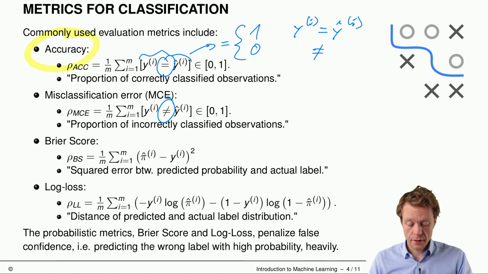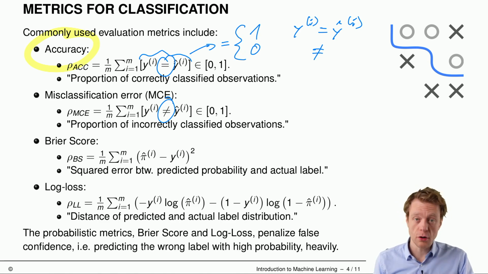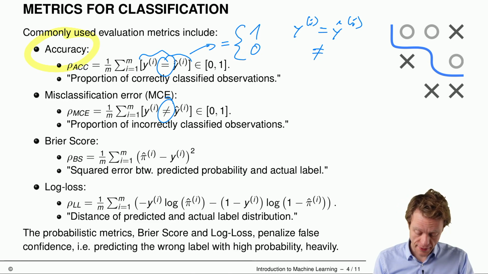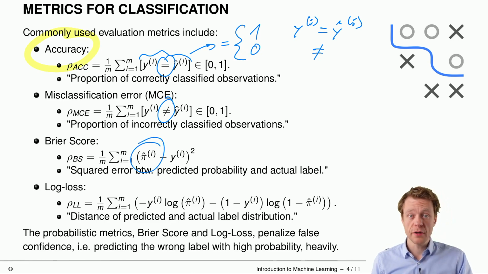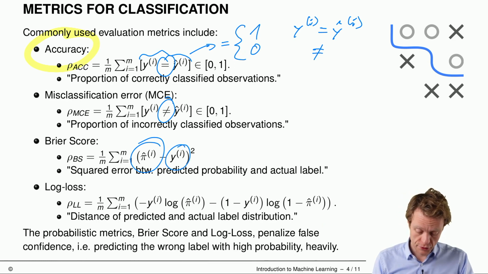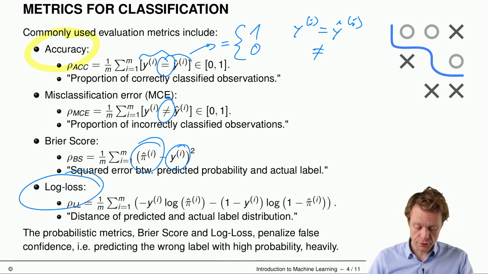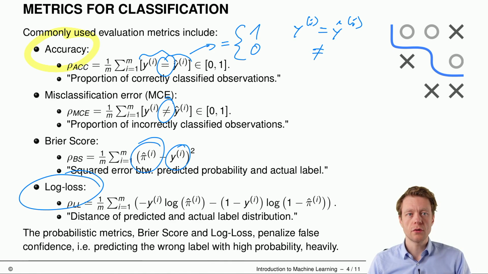Then we have two other metrics here for you. These are the Brier score and the log loss, which have a different idea because they do not compare y and y hat, but y and pi hat. So here we compare the predicted probability of the model with the true label, with basically the L2 loss. But we can also use the log loss or Bernoulli loss, which you already know from logistic regression, and just use this as an evaluation metric.